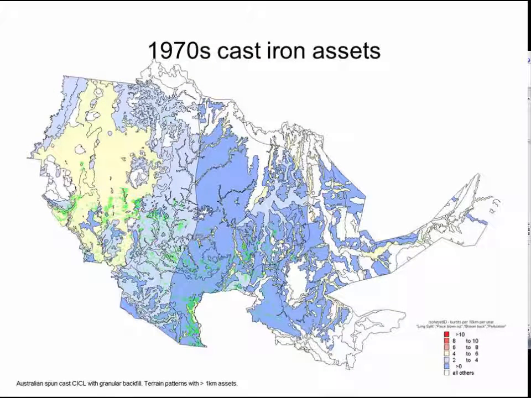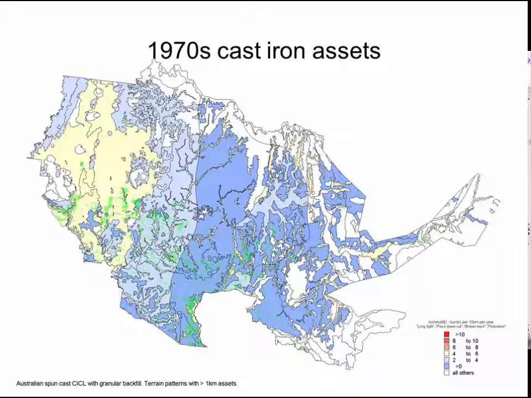Now there is a balancing act with this sort of analysis because by breaking assets into groupings that are too small, sometimes the results can be misleading. In this case, cast iron or CICL assets have been segregated by decade of installation and terrain pattern.